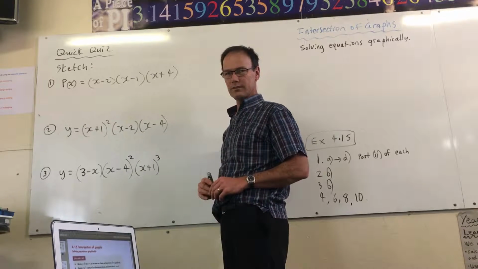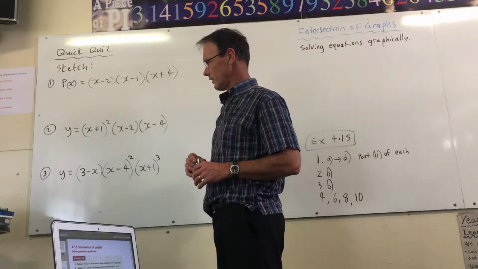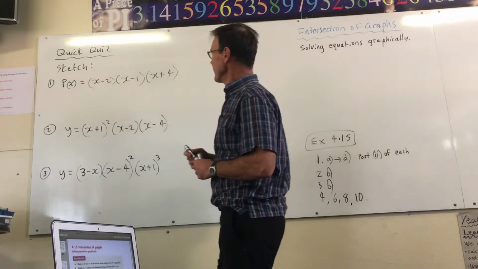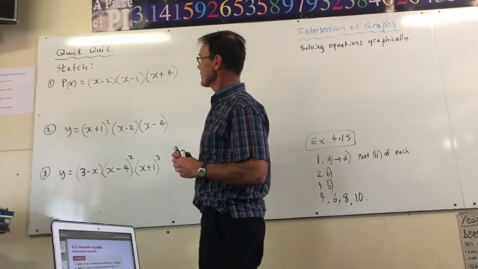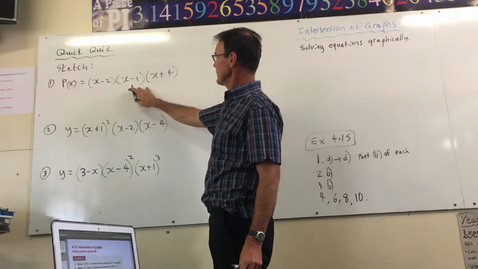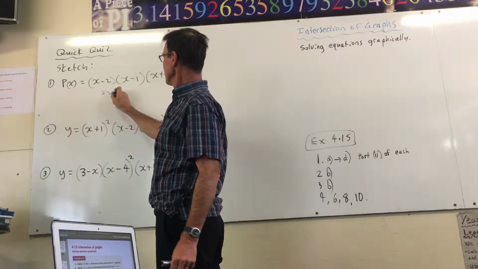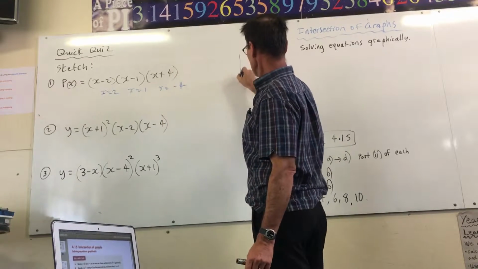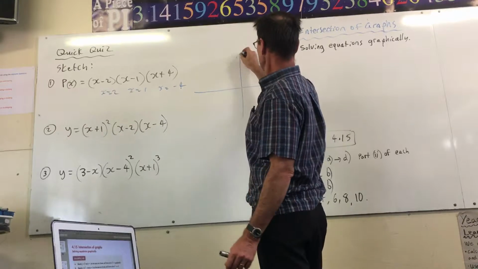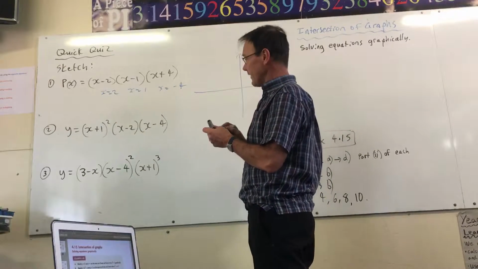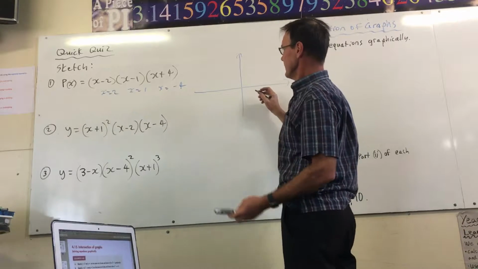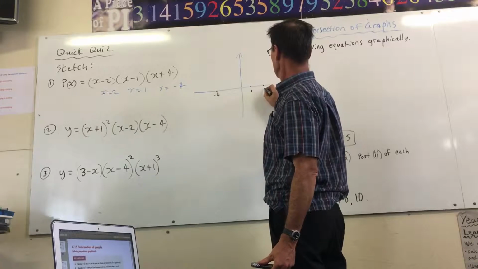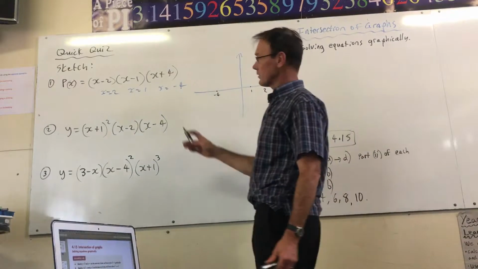Well, now you would have had a go at doing this, so let's do it together and see if it works for you. So the first one has three different roots, three different zeros, if you make it equal to 0. So that's going to be x equals 2, x equals 1, and x equals negative 4. So as a polynomial, you just stick those on here and draw a shape to fit. So I'm going to have negative 4, 1, and 2.